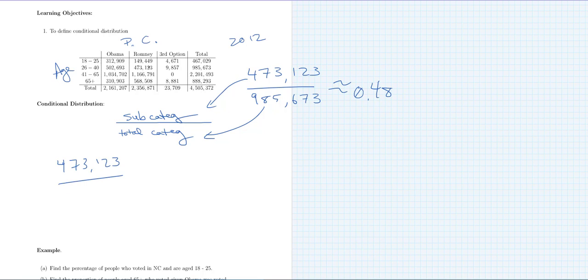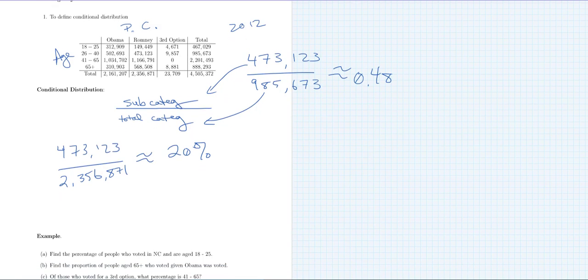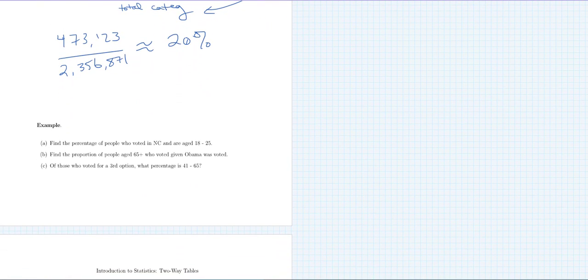473,123 would be over the 2,356,871, and that's approximately only 20%. Only 20% of the people who voted for Romney are between the ages of 26 and 40, or happen to be millennials. And that is different from the intersection. The intersection would be just the 473,123 over the 4,505,372, and that's approximately 52%.